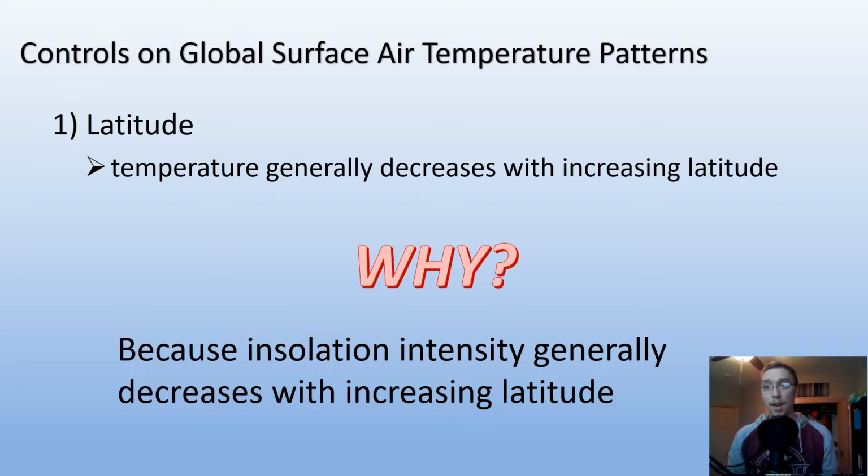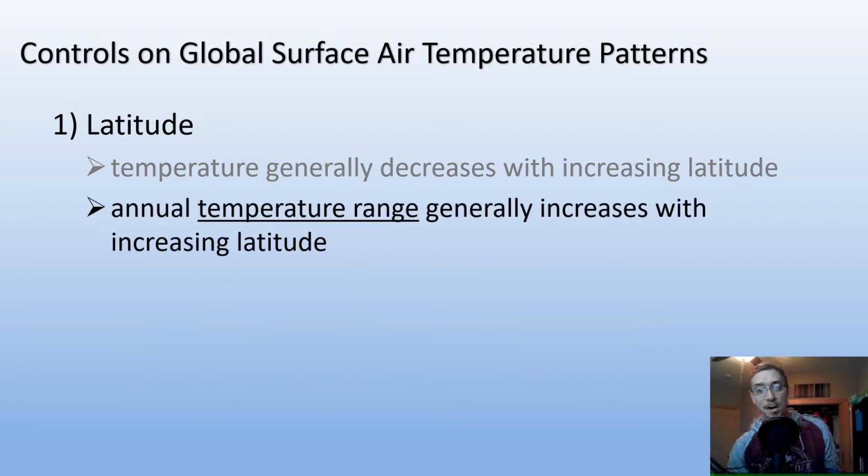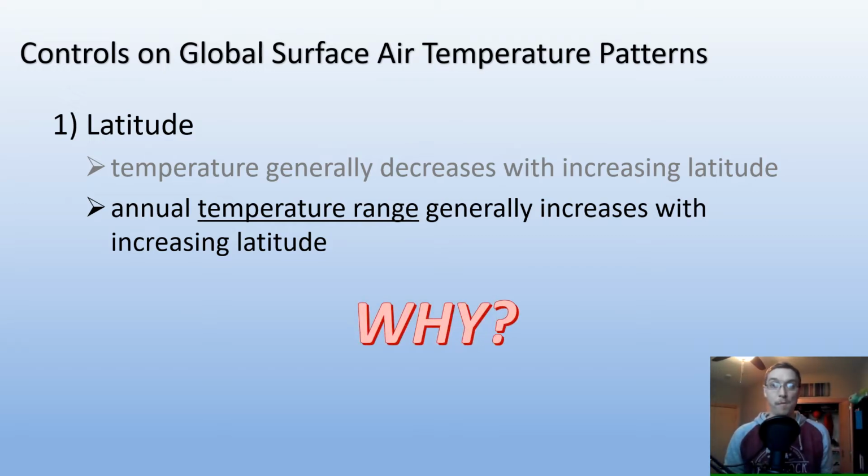Temperature is a great way to look at it. You can also say that annual temperature ranges generally increase with increasing latitude, if that makes sense. So our highs get higher, our lows get lower. The range increases, generally speaking, with increasing latitude. Why? Well, let's think about our solstices here for a second.